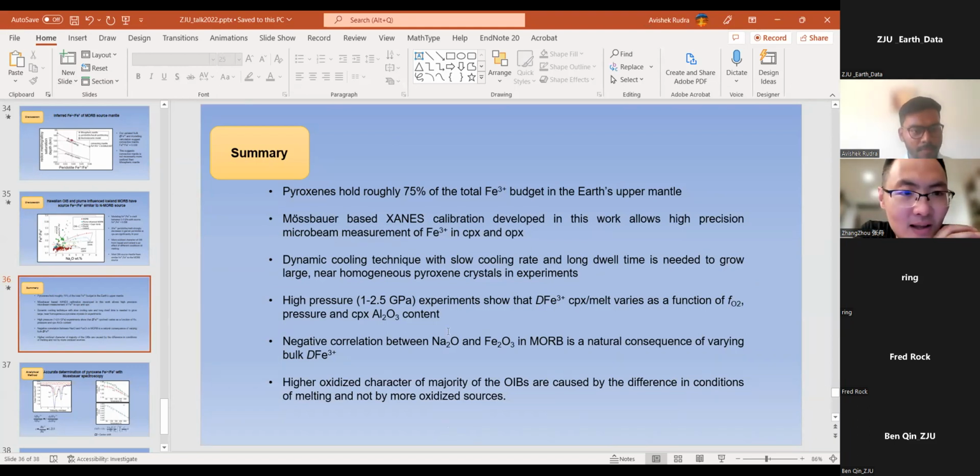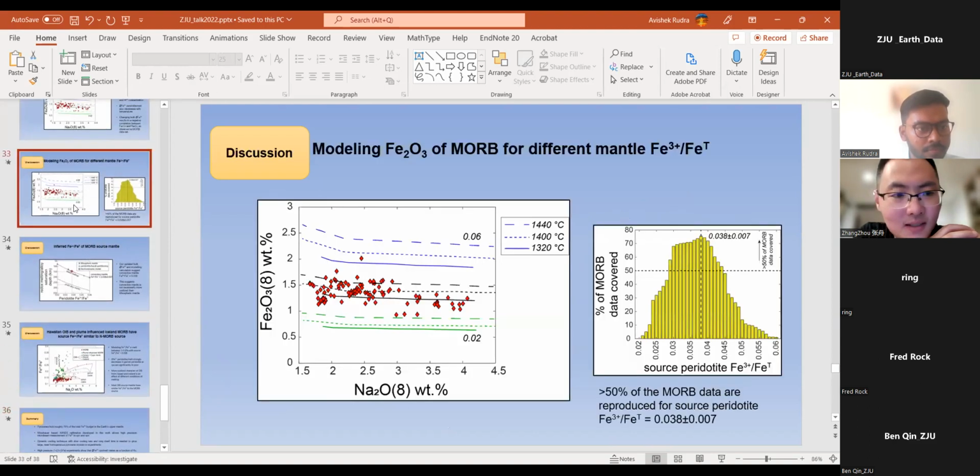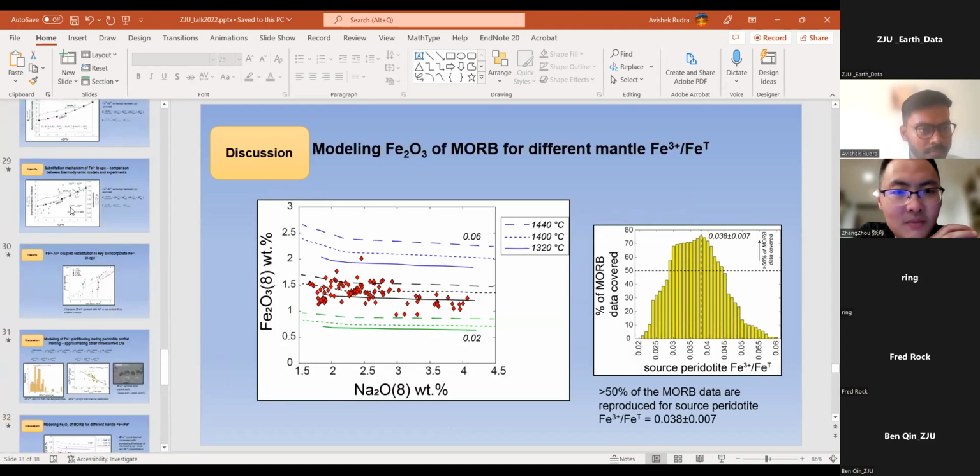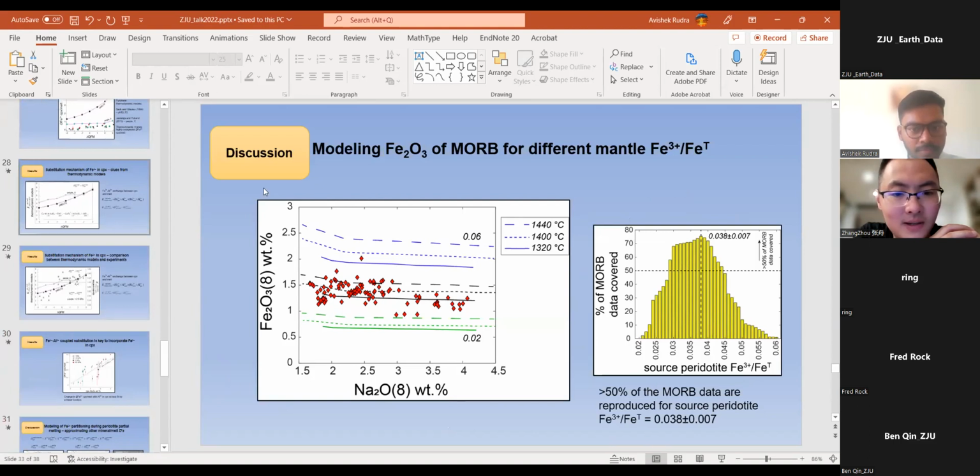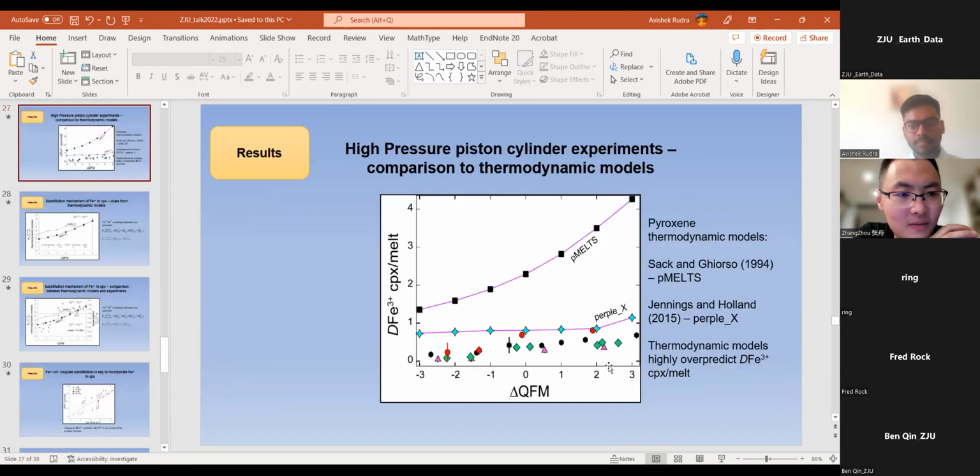Okay, before other participants ask questions, I would like to go with two questions from my side. One question is related to one slide where you showed the difference between your modeling by pMELTS and Perple_X and the experimental measurement of the ferric iron in the CPX as well as in the melt.